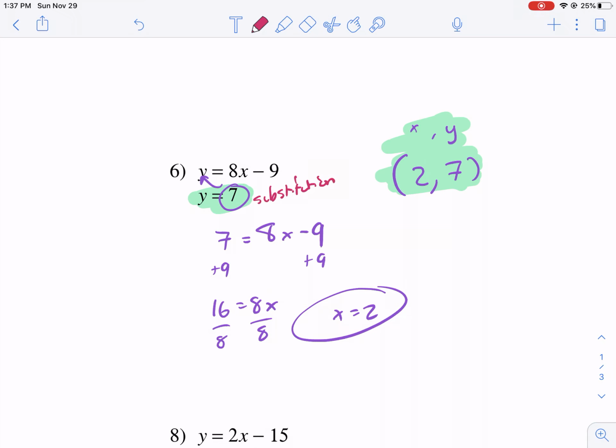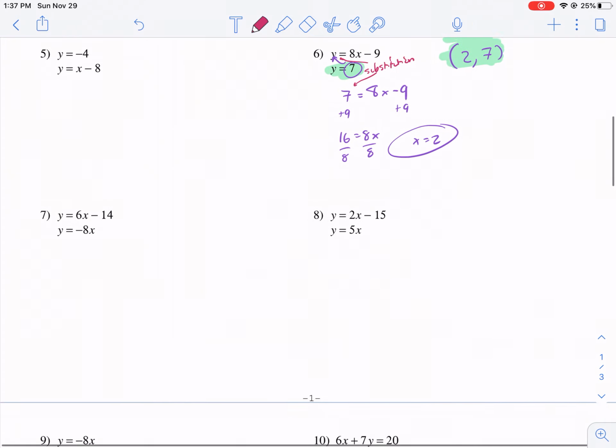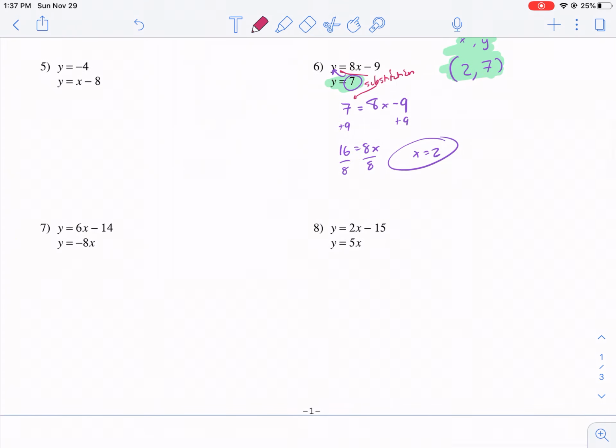Substitution. Look, I can spell it too. How about that? Okay, that's where we use substitution. Now, let's go to a tougher example. Let's start with number 8.